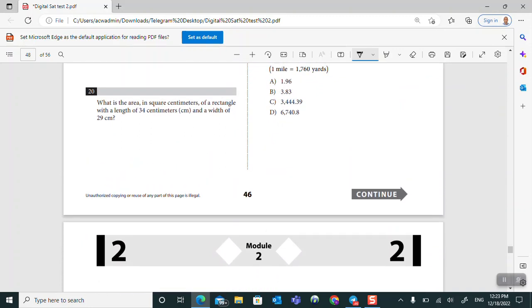What is the area in square centimeters of a rectangle with a length of 34 centimeters and a width of 29 centimeters? So that's directly stated in the question. He needs only the area, and he gave us the length and the width of the rectangle. So area is equal to length times width. So 34 times 29, which is equal to 986. Yes.